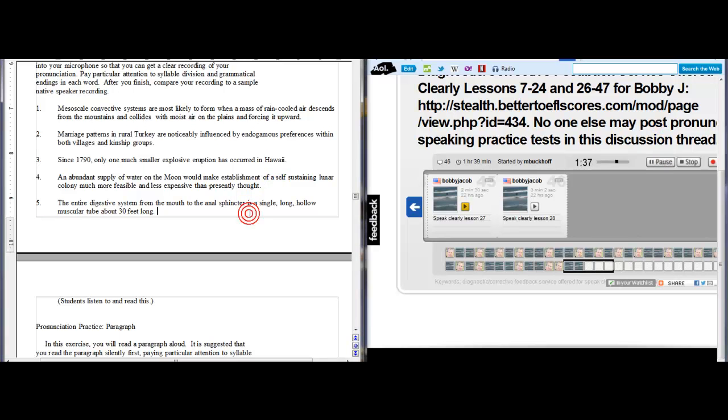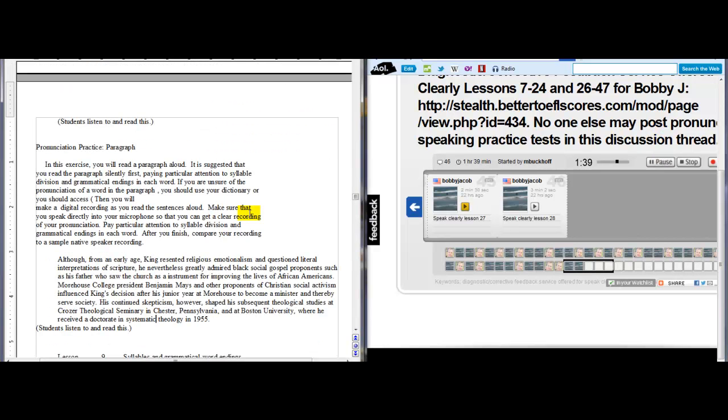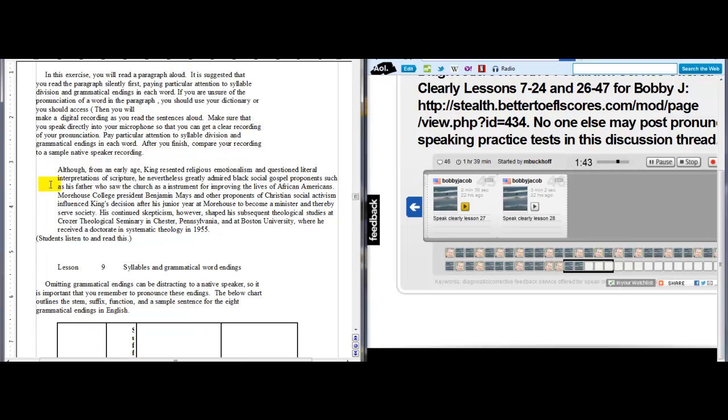Pronunciation practice paragraph. Although from an early age, King resented religious emotionalism and questioned literal interpretations of scripture, he nevertheless greatly admired black social gospel proponents such as his father, who saw the church as an instrument for improving the lives of African Americans.